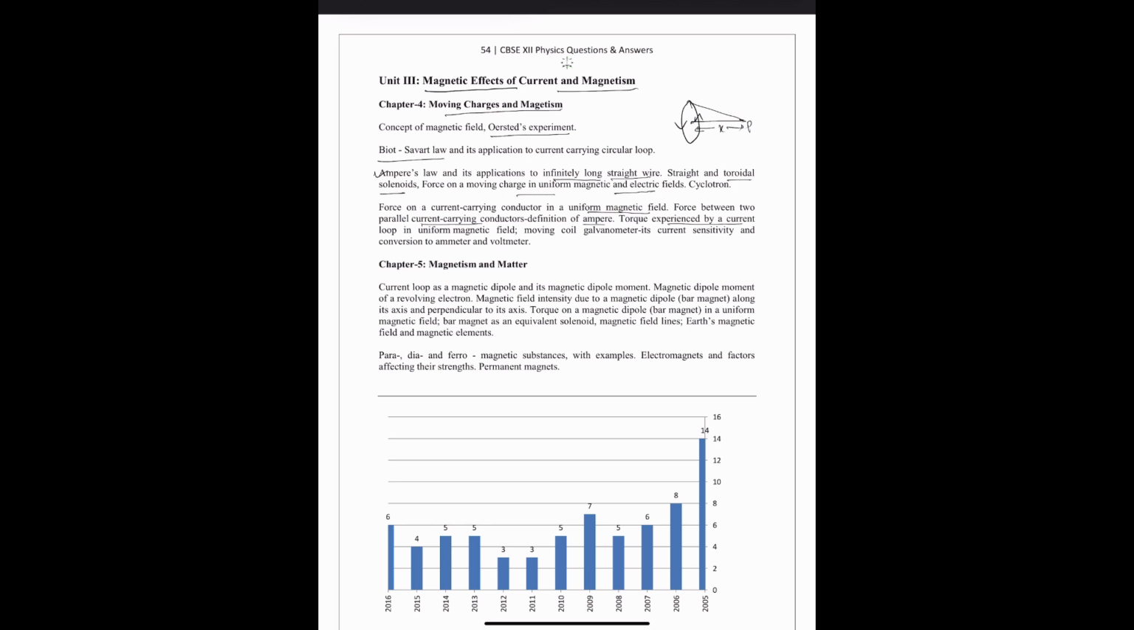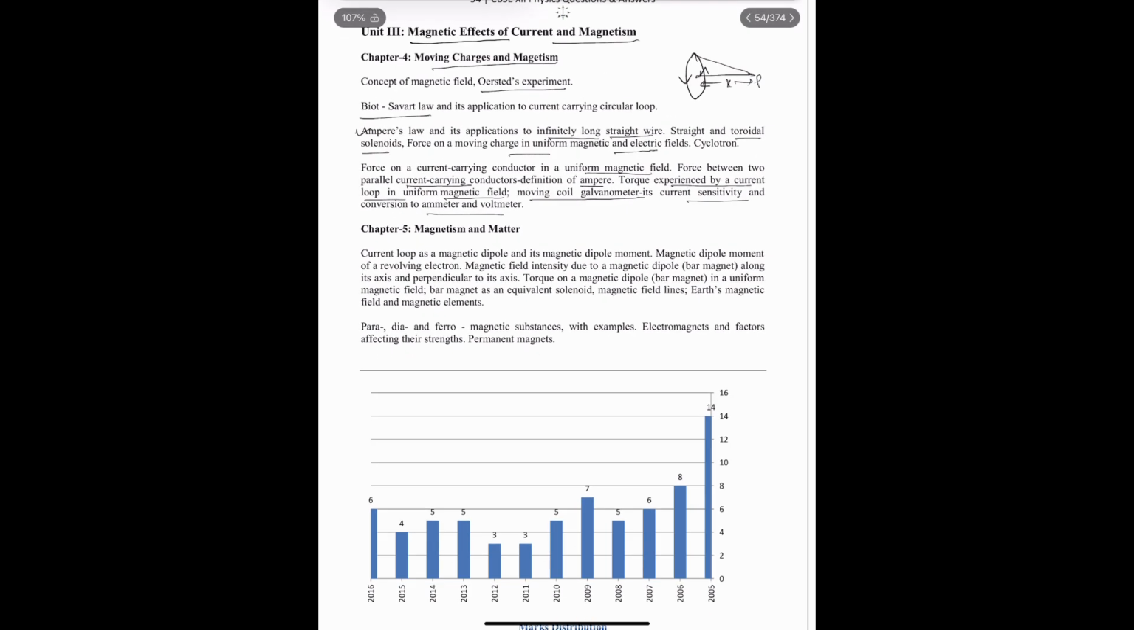Force on a current carrying conductor in a uniform magnetic field, force between parallel current carrying conductors, definition of ampere, torque experienced by a current loop in a uniform magnetic field, like in a moving coil galvanometer. So better current sensitivity and conversion of ammeter to voltmeter. Better if you go through the theory that is available on this channel, how the moving coil galvanometer works, then it will be easier for us to solve the numericals. And magnetism: current loop, magnetic dipole moment, magnetic field intensity, dipole bar.